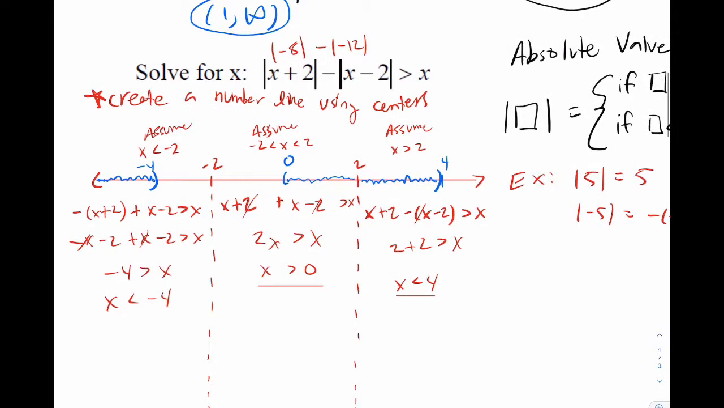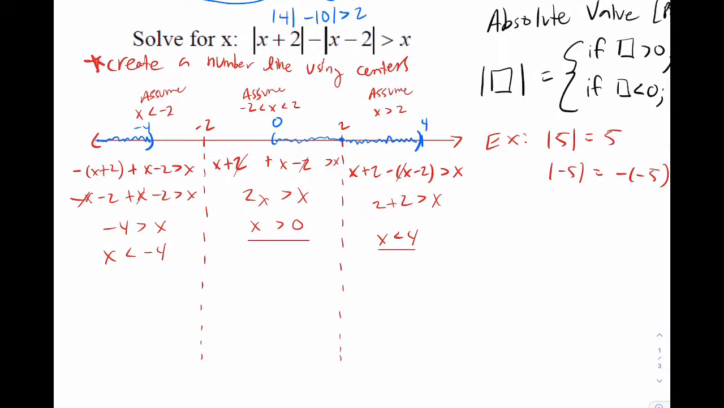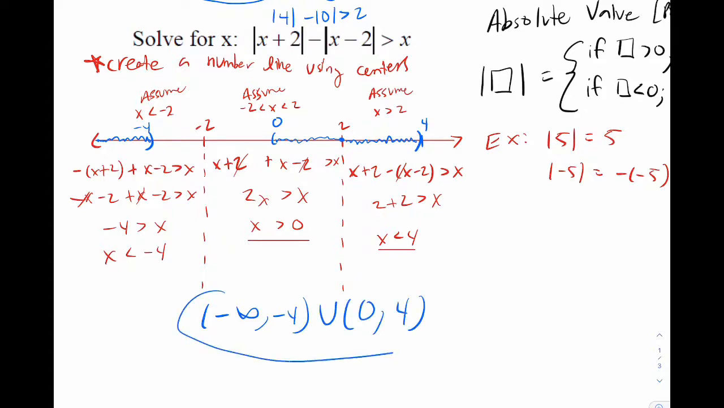The only thing to be careful of is this point 2. We don't really know what's going on. So to quickly check, we're just going to plug it in. So plug in 2, we get absolute value of 4 minus 0 is greater than 2. This checks out. So this 2 is going to be closed. We include that. So with all that work, now we have our answer. Our answer is negative infinity to negative 4 union 0 to 4. And recall that union just means or.